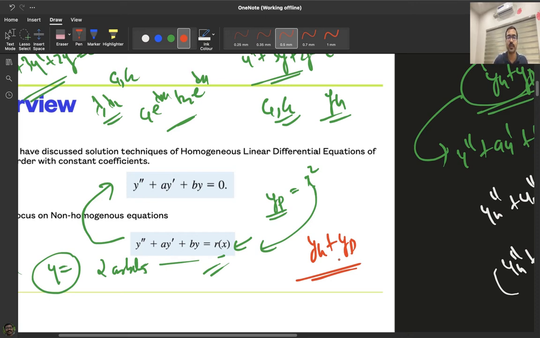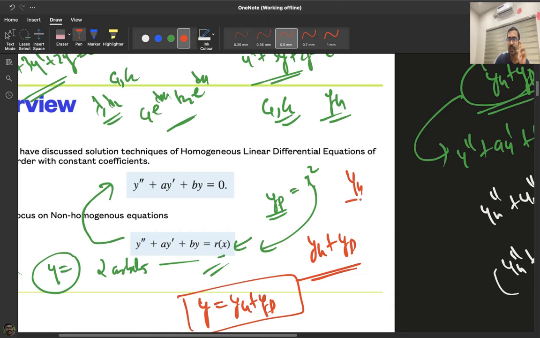So the general solution of this equation will be of the form y is equal to yh plus yp. The solution of this problem will have two steps. In the first step, you find yh, the solution of the associated homogeneous equation, and in the second step, you find the particular solution yp. We will now discuss some methods to find yp.